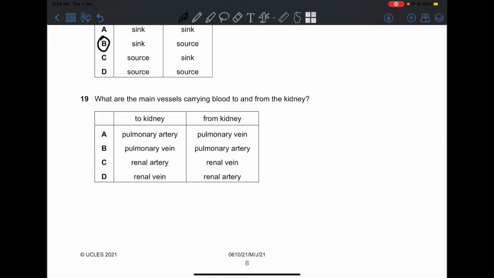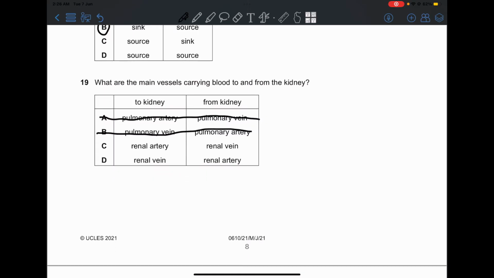Now, number 19, what are the main vessels carrying blood to and from the kidney? Now, we can't be choosing between pulmonary artery and vein because these are the ones that carry blood to and from the heart. So we're going to be choosing between renal artery and vein. Now, to the kidney is actually the renal artery, and from the kidney is actually the renal vein. So our answer for this question will actually be C.